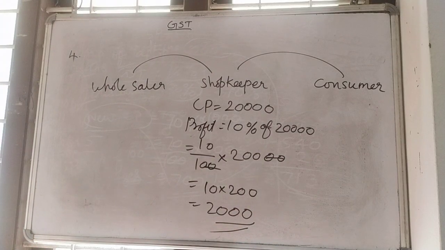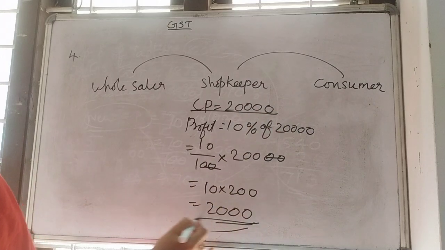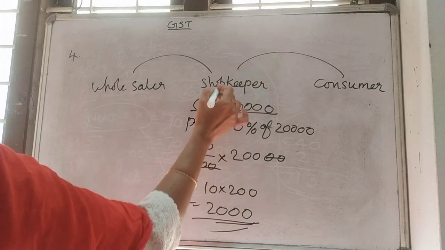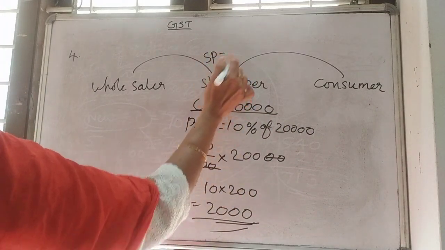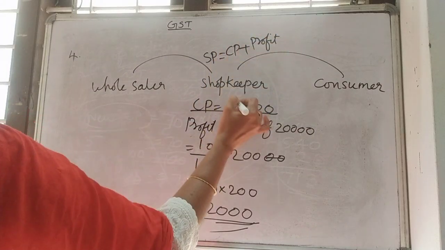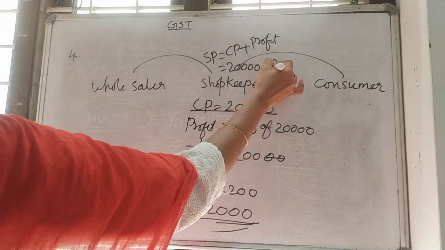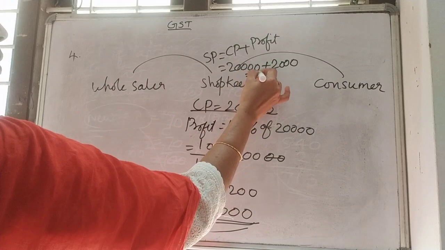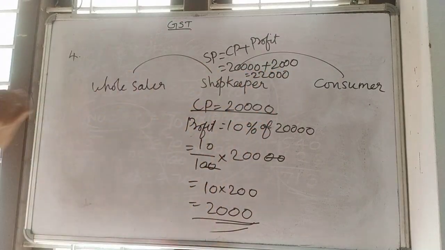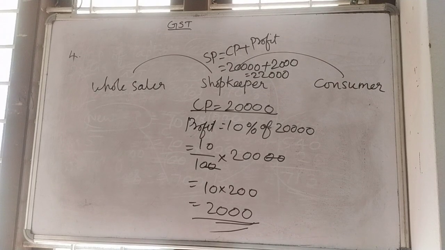So what will be the selling price of the shopkeeper? Selling price will be cost price plus this profit. So selling price of this shopkeeper will be CP plus profit. CP is 20,000 plus profit 2,000. So 22,000 will be the selling price of the shopkeeper. And it is given that the rate of GST is 12%.